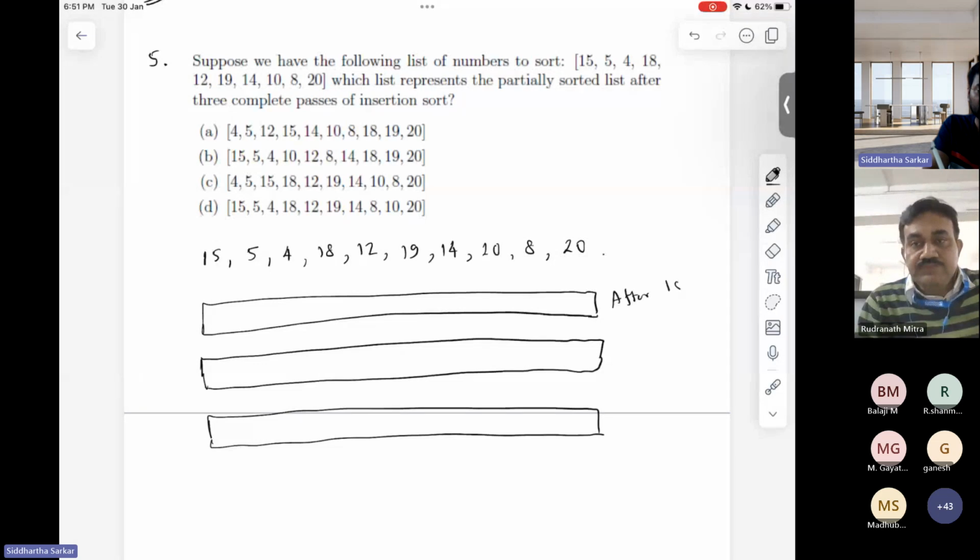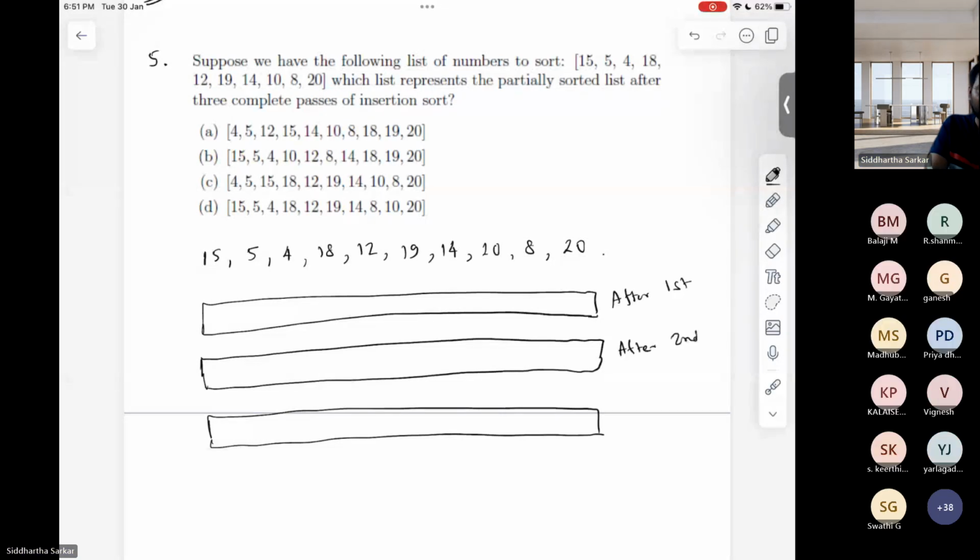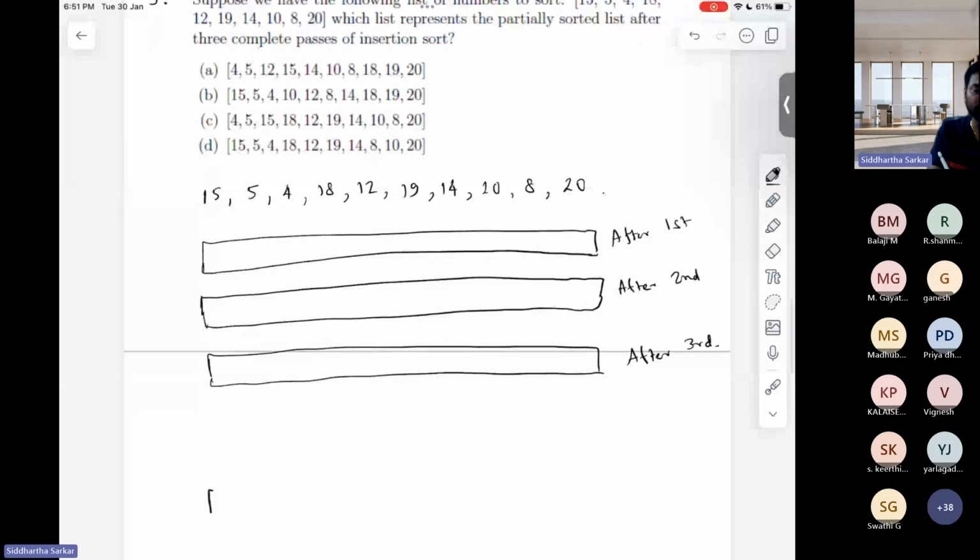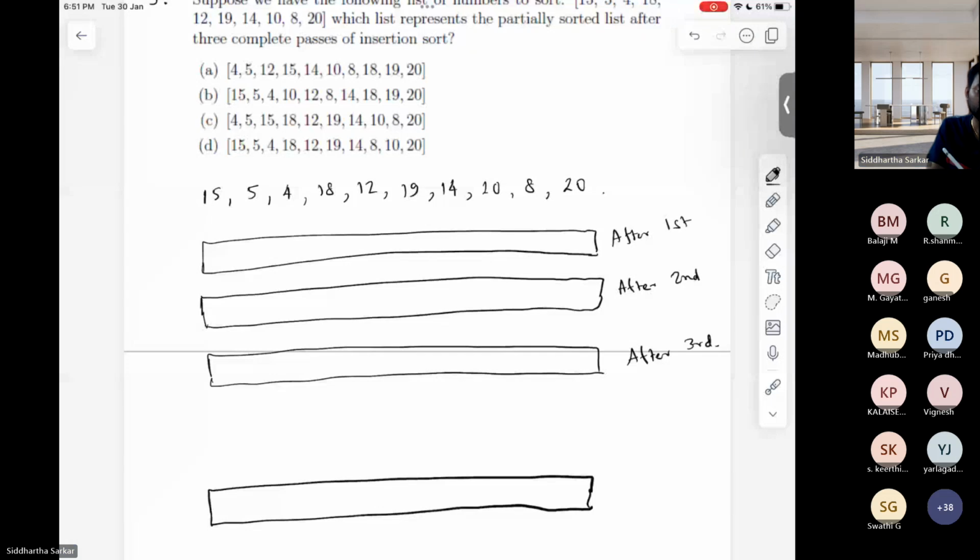After first, after second, after third. So the question is asking what should be the state after the third iteration. Finally, the state is a sorted sequence. Finally, we would have the sorted sequence. Let's write it down. 4, 8, okay, 5 is here.